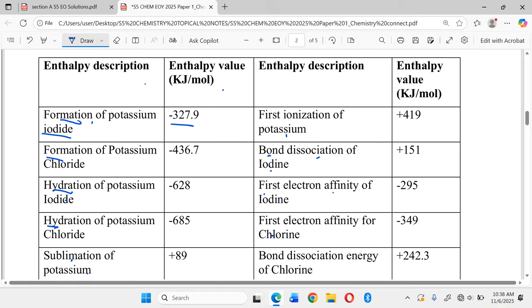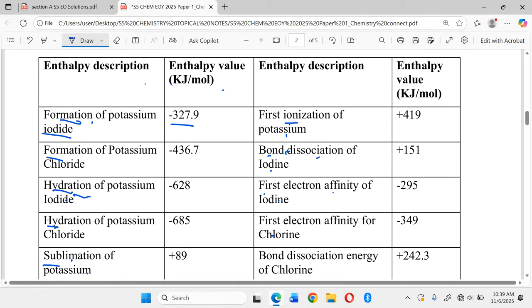If it is formation, we can't pass this item unless we know the definition and interpretation of these terms that they have given us, the enthalpy descriptions. So if you talk about formation of potassium iodide, we need to know what is enthalpy of formation. If you talk about hydration of potassium iodide, we need to know what hydration of a substance is. Then we see sublimation, what sublimation is.